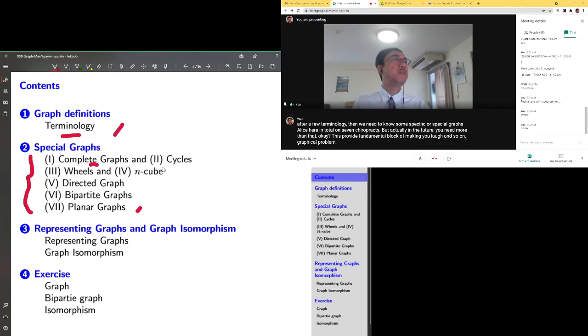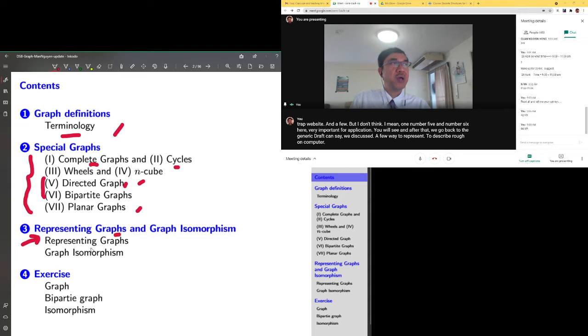We have complete graph, cycle, and others. Numbers 5 and 6 here are very important for application, you will see. Then after that, we go back to the generic graph concept. We discuss a few ways to represent and describe a graph on a computer. How can we make the computer understand the graph you are studying?